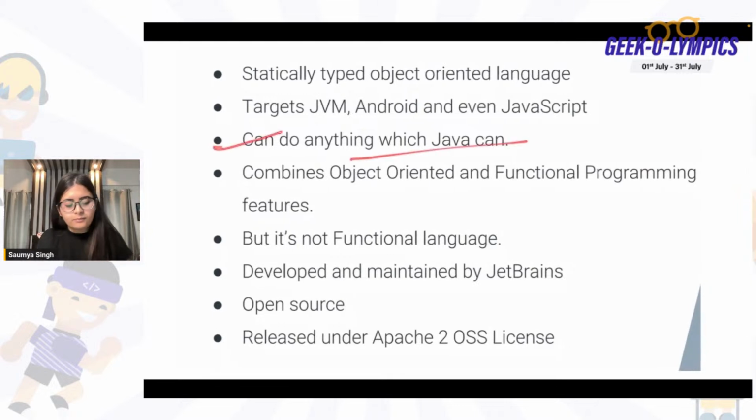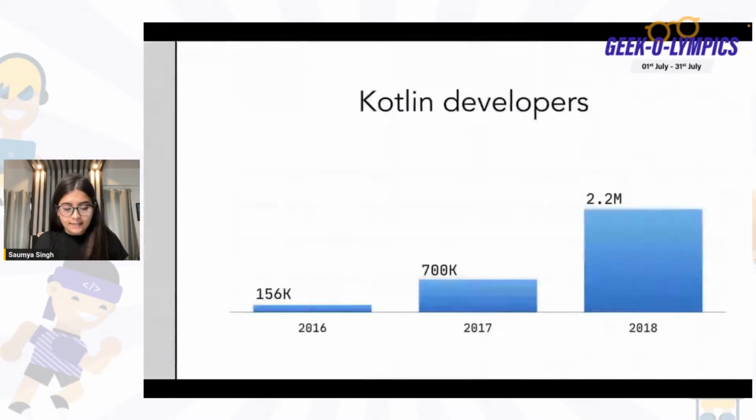It can do anything that Java can. It combines object oriented and functional programming features together. But remember that it's not a functional language, it's an object oriented language. It was developed and maintained by JetBrains. It's open source and released under the Apache OSS license.